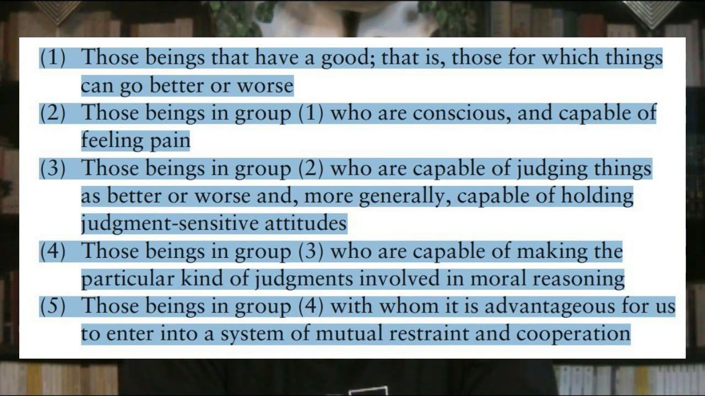So Scanlon gives a list of requirements that are needed for something to be considered an entity to whom we owe reasons. First, those beings that have a good, that is, those for which things can go better or worse. Second, those beings in group 1 who are conscious and capable of feeling pain. Third, those beings in group 2 who are capable of judging things as better or worse, and more generally capable of holding judgment-sensitive attitudes. Fourth, those beings in group 3 who are capable of making the particular kind of judgments involved in moral reasoning. And finally, those in group 4 with whom it is advantageous for us to enter into a system of mutual restraint and cooperation.